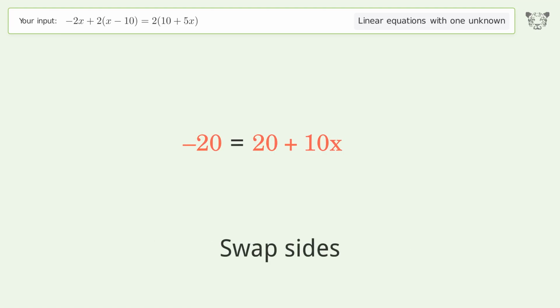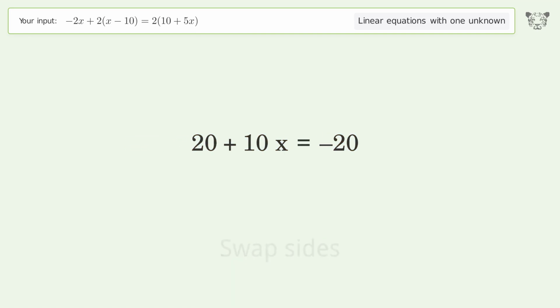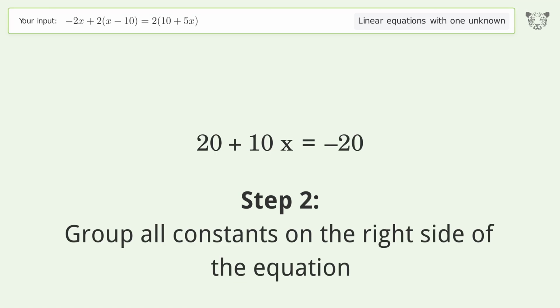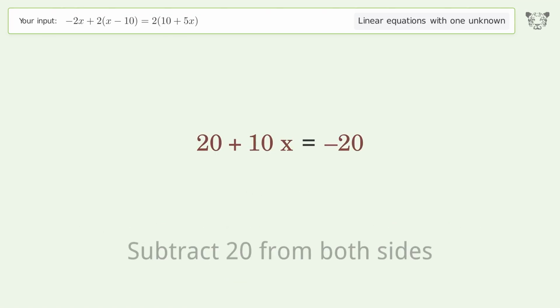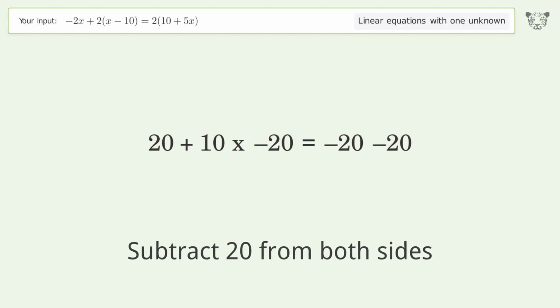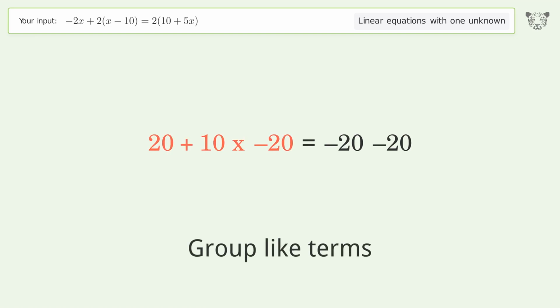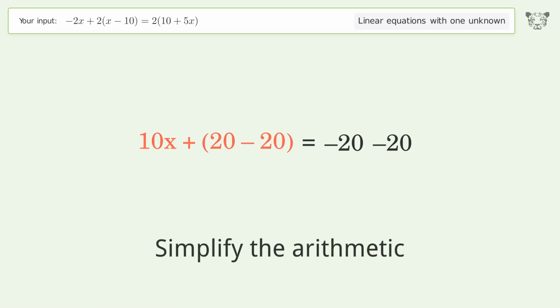Swap sides. Group all constants on the right side of the equation. Subtract 20 from both sides. Group like terms. Simplify the arithmetic.